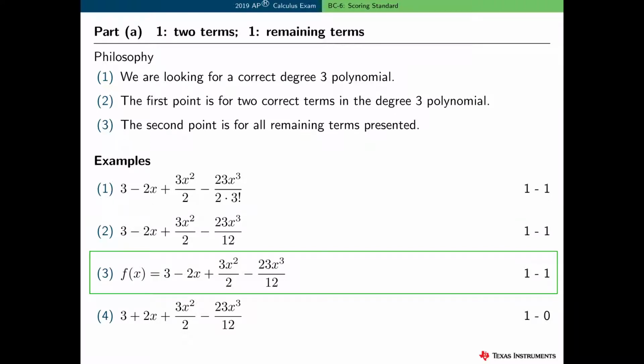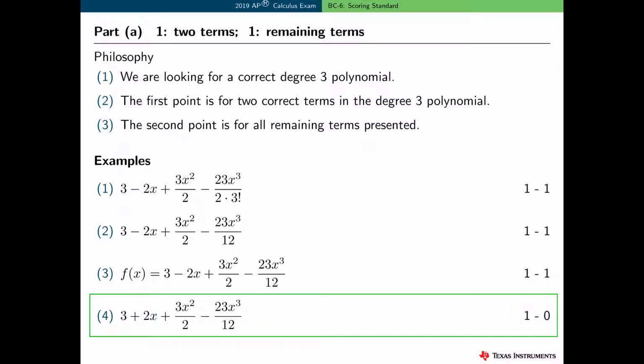In example 3, even though f of x is not equal to this degree 3 polynomial, we read the equal sign as approximately equal, so this earns both points. And in example 4, there are 2 correct terms, but the remaining terms are not correct. It should be minus 2x, so this earns 1-0.